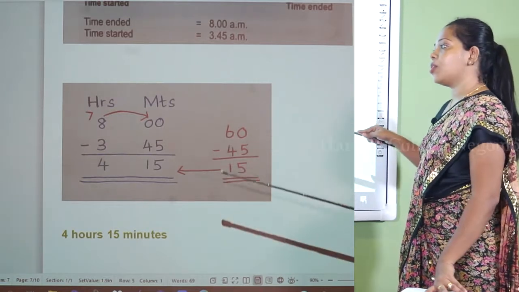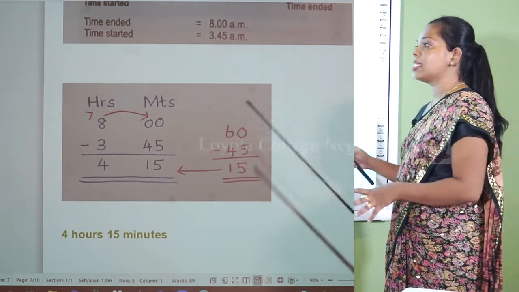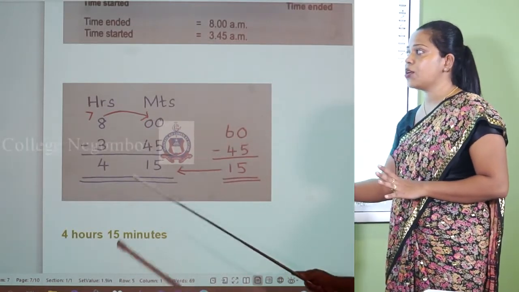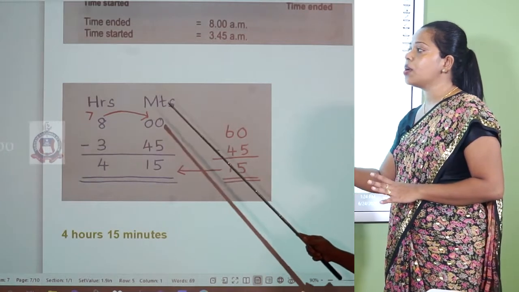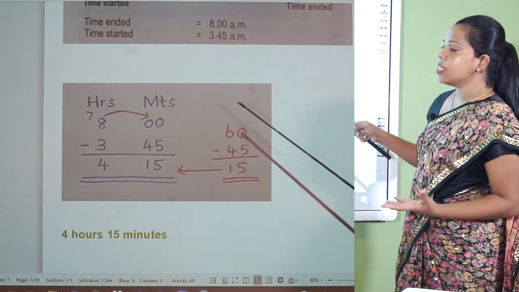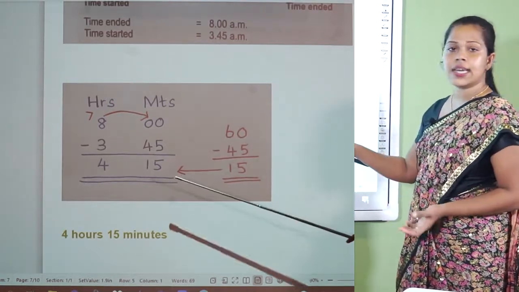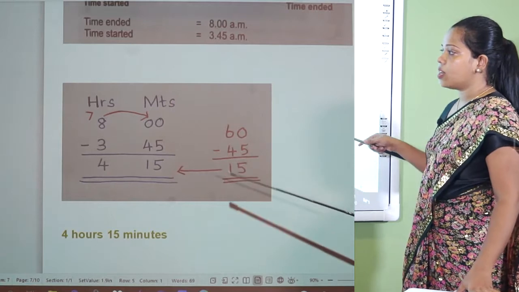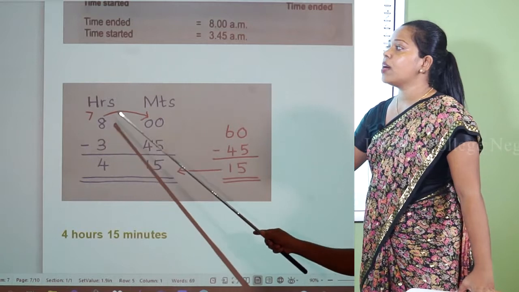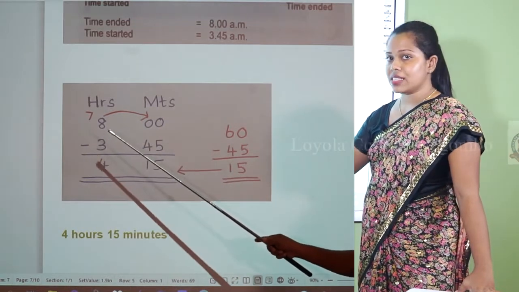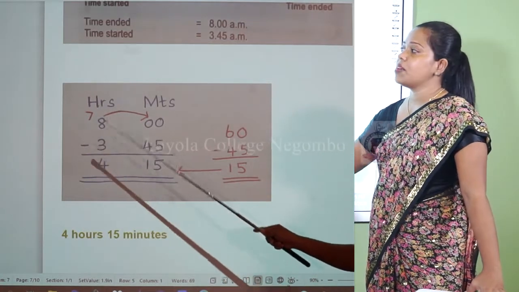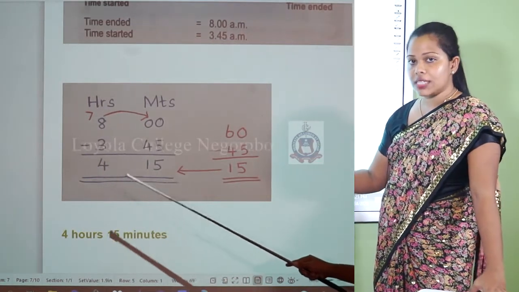Now I have shown it on the side for you to understand clearly, but at once you can do it here also. You can cut this 0 and put 60 over this 0, and then subtract 45 from that 60. Or else you can do it on the side and get the answer like this. So 60 minus 45, the answer is 15. Now I borrowed 1 hour from this 8. So how many hours are remaining now? 7. 7 minus 3 is 4.